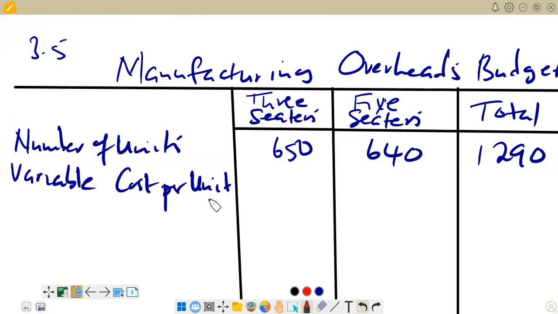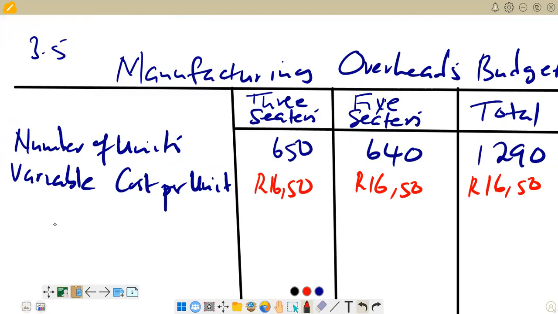So we are here, variable cost per unit, remember, is 1650. So we are saying 1650, and so also going to apply here 1650, and on the total again is 1650. So here we're not going to add the two. This is a variable per unit. The total is applying to the number of units where we add the two, then you get this figure. So having written that one, we now need the total variable cost.